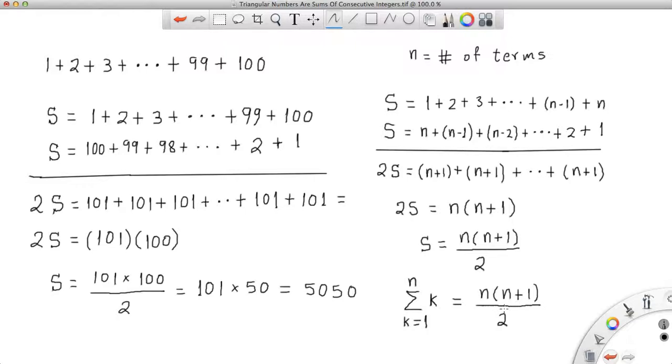And of course this formula needs to be proven by mathematical induction, but that will be again a topic for another video.